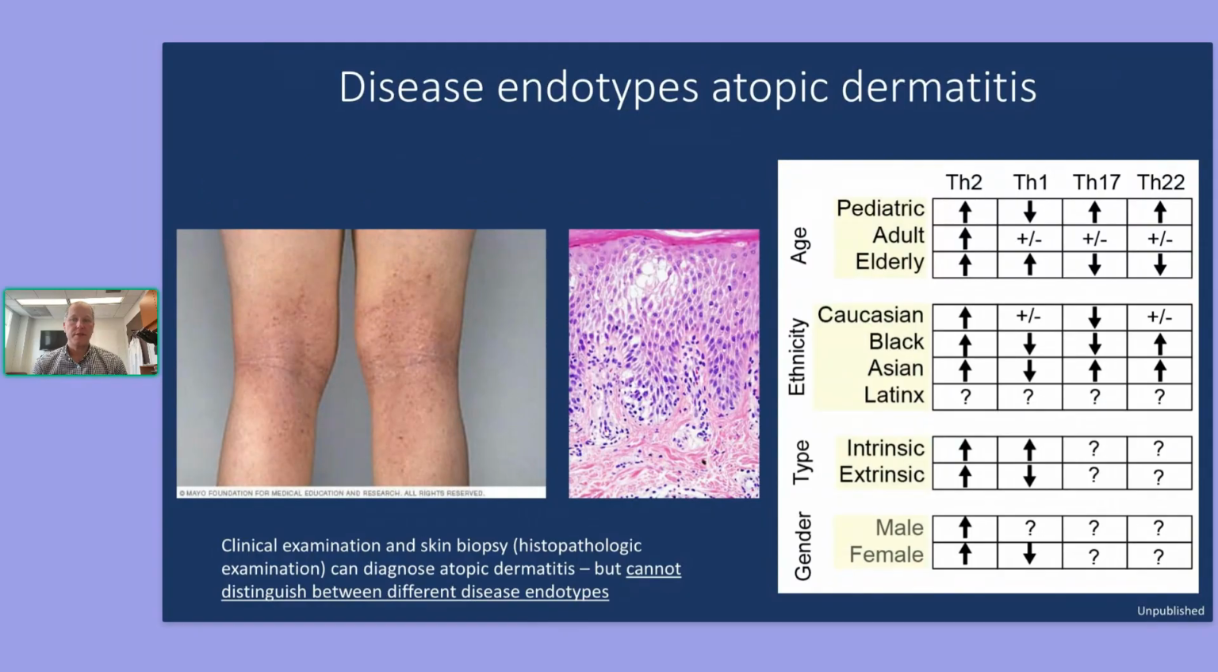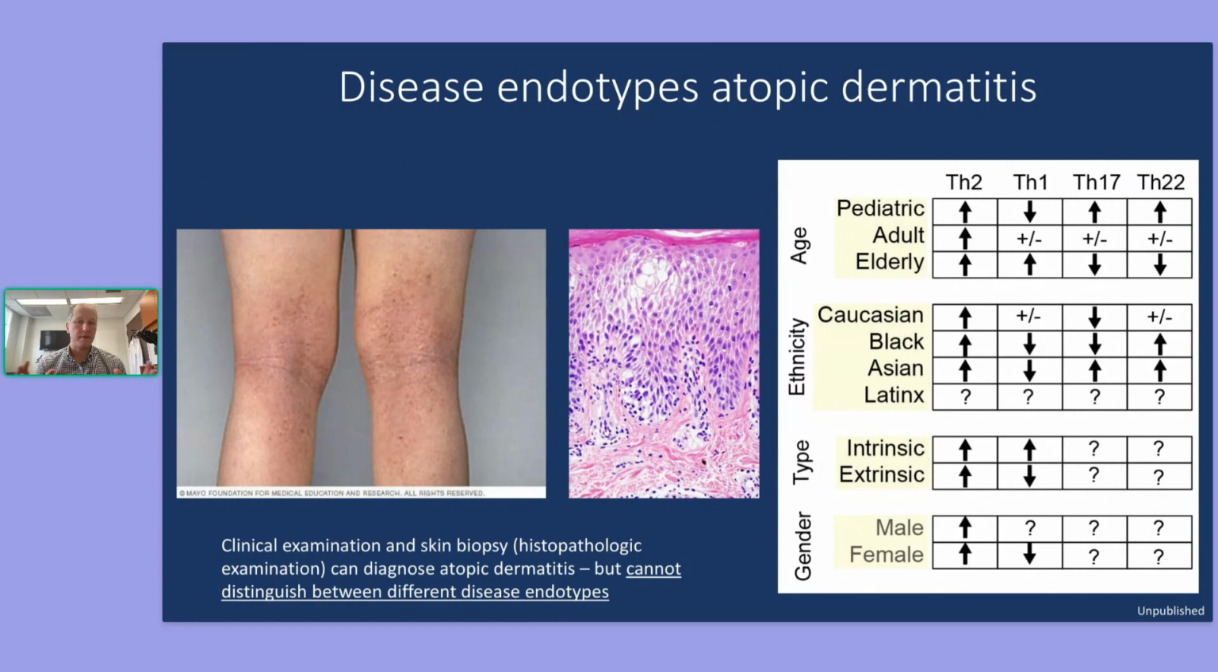And just to introduce these diseases, in atopic dermatitis, there's a certain clinical presentation. I won't dwell on it. There's a certain histologic presentation. I also won't dwell on it. But what we know from a number of different studies is that depending on your age, your ethnicity, whether you have intrinsic or extrinsic atopic dermatitis, and your gender, although Th2 activation is a hallmark of disease, you may have varying degrees of activation of other pathways.